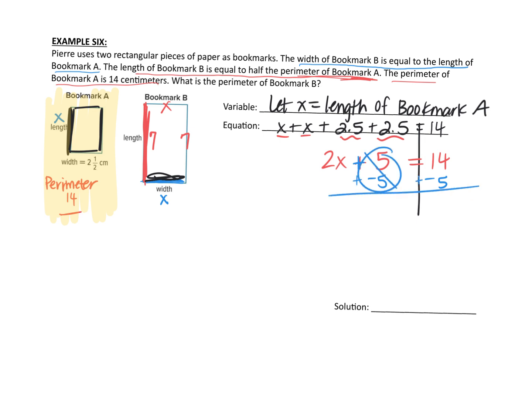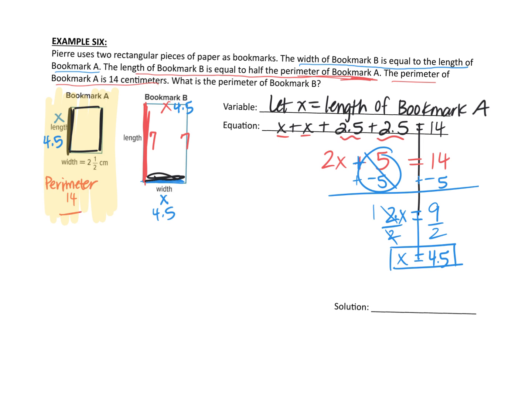All right, this will zero out. I end up with 2x equals 9. Okay, one more step. Right now it's multiplying, so the inverse operation is dividing by 2, so I need to split it into 2 groups. I end up with 1x equals 9 divided by 2 is 4.5. Okay, so I know that that x length is 4.5. So right here on bookmark A, that's 4.5, and on bookmark B, the width is 4.5, and so is this.